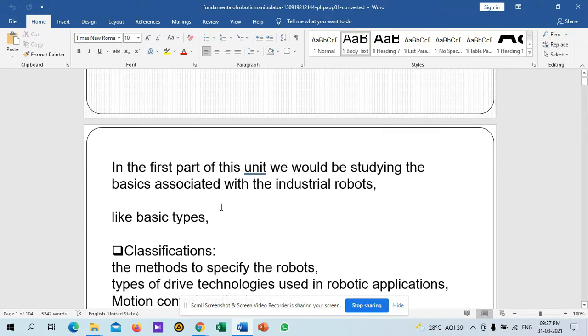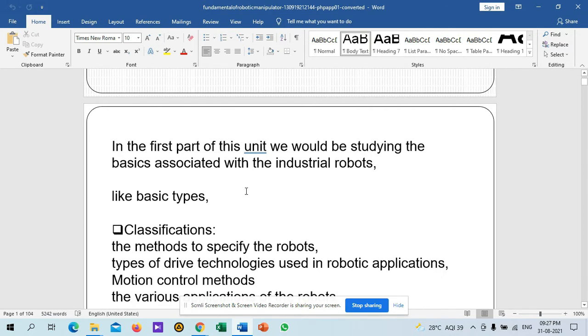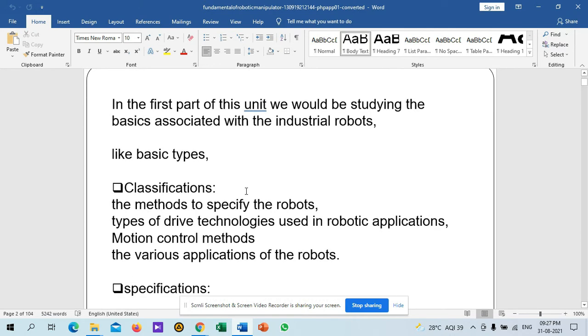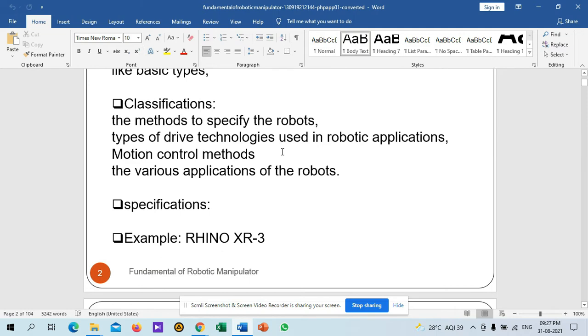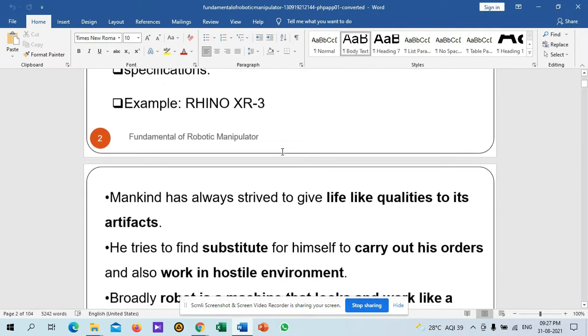Before entering the subject, we have to know and study about robots and their types and parts. So first of all, we have to study about industrial robots, the method to specify the robots, types, drives, technology, motion controls, and various applications of robots, specifications. So these are the things we have to study in your first unit, right?